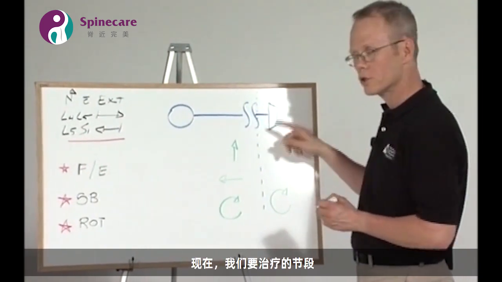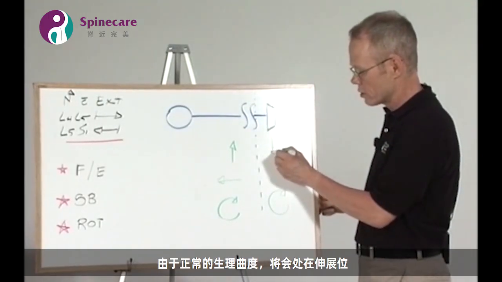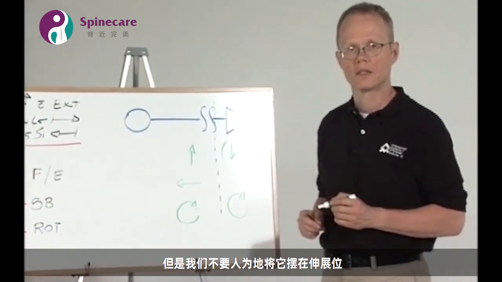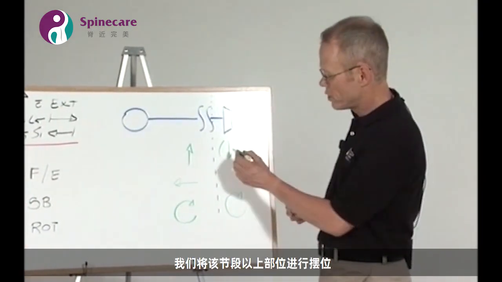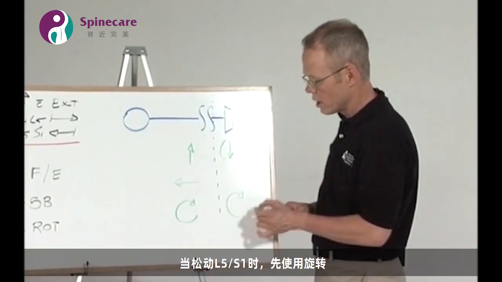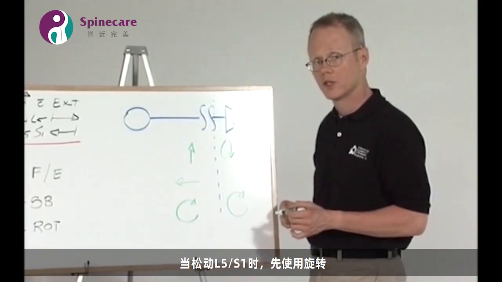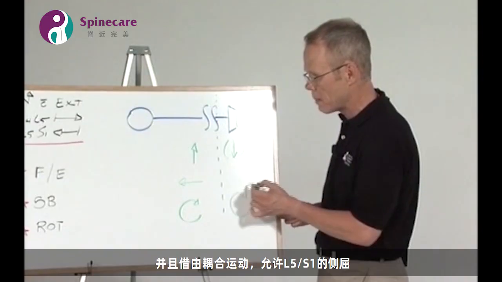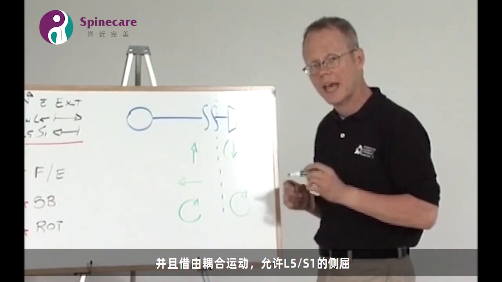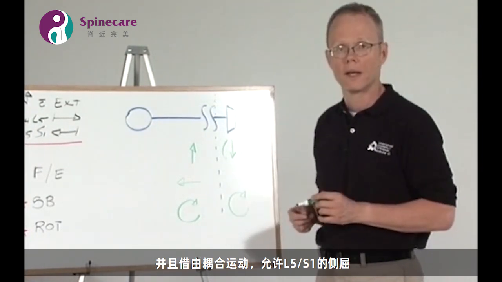Now, the segment that we're treating, by virtue of the natural lordosis, will be extended. But we're not going to preposition it in extension. We're going to preposition the segments above and then use this right rotation as the mobilization at L5, S1 and allow the side bending of the L5, S1 segment to take its natural course by virtue of the unknown coupling at that segment.